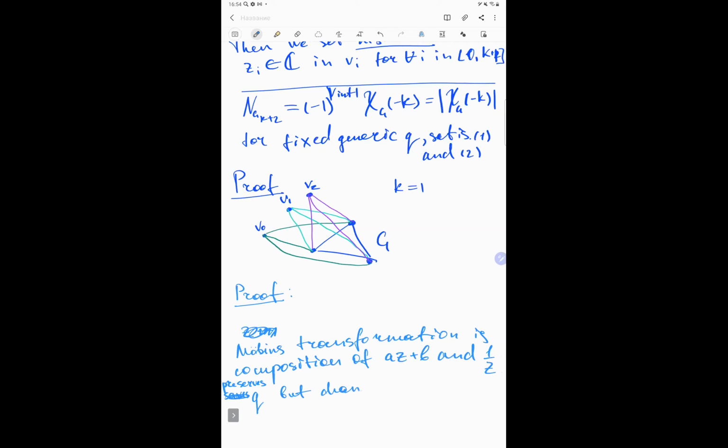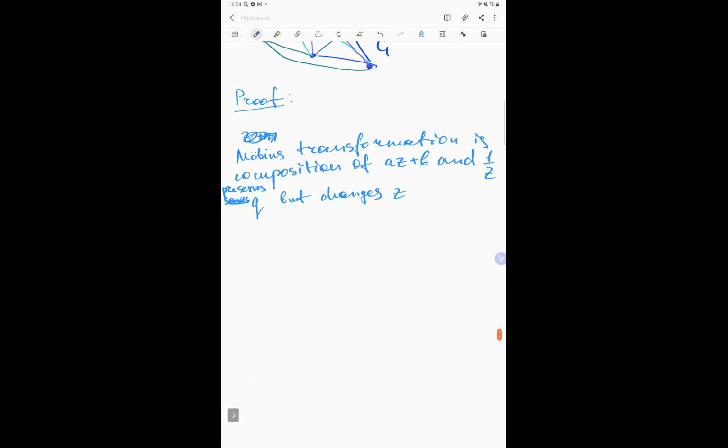But changes the realization Z. And we get another realization for the same map Q. And we would like to use a trick to send one boundary vertex vk, not the vertex but the value on this vertex zk plus 1 to infinity by this Möbius transformation.